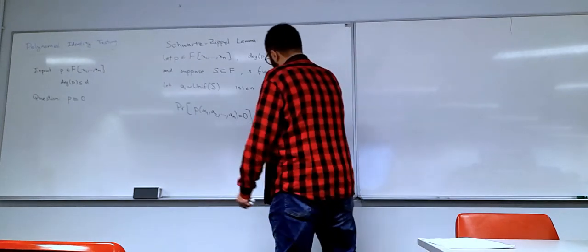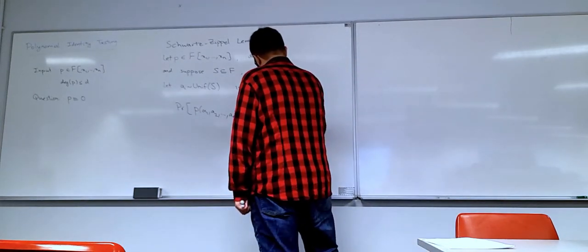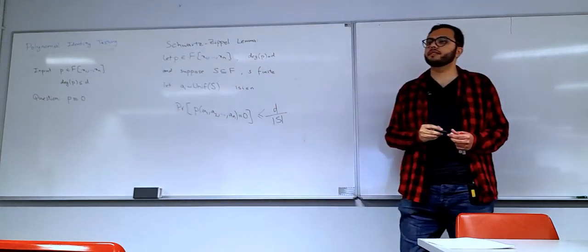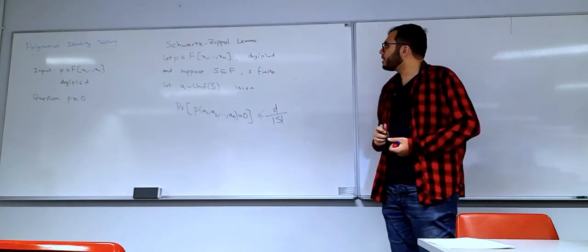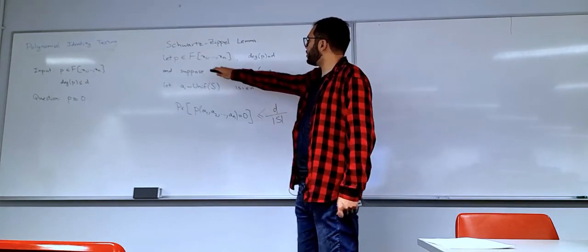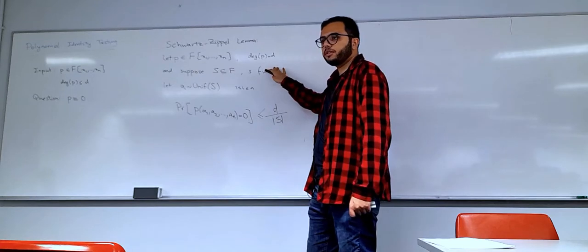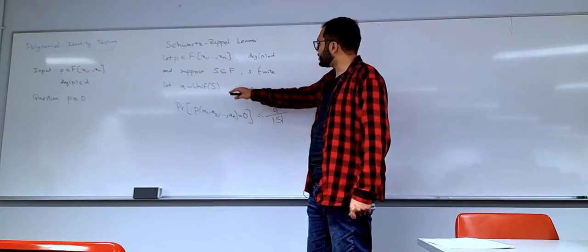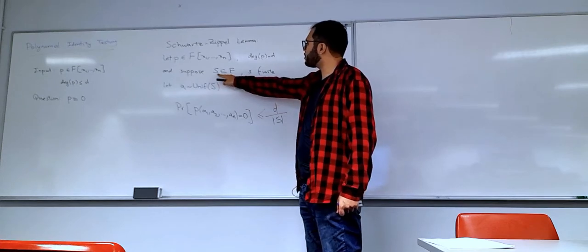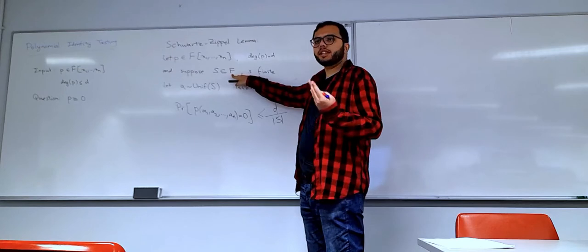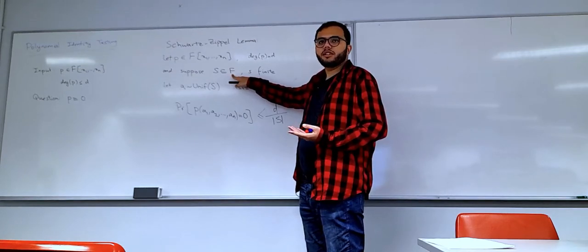And I want to show that this probability is at most D over the size of S. Okay? So, is everything I'm doing clear? I have a polynomial. I know the degree of the polynomial, but I can only evaluate it. So I say I just take some finite subset of my field. If my field itself is finite, I can just take the entire field, right?